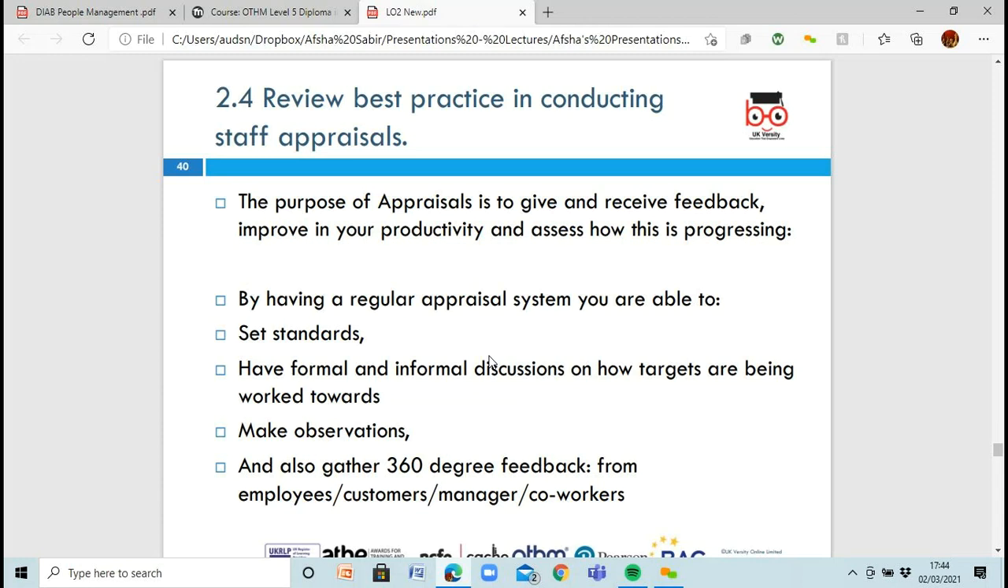So we looked at some of the best practices for staff appraisals here, and we'll make our way on to 2.5 if you're okay with the information.